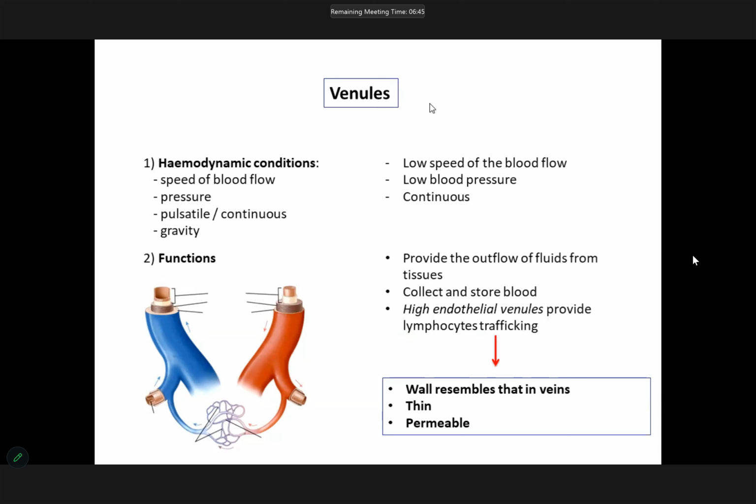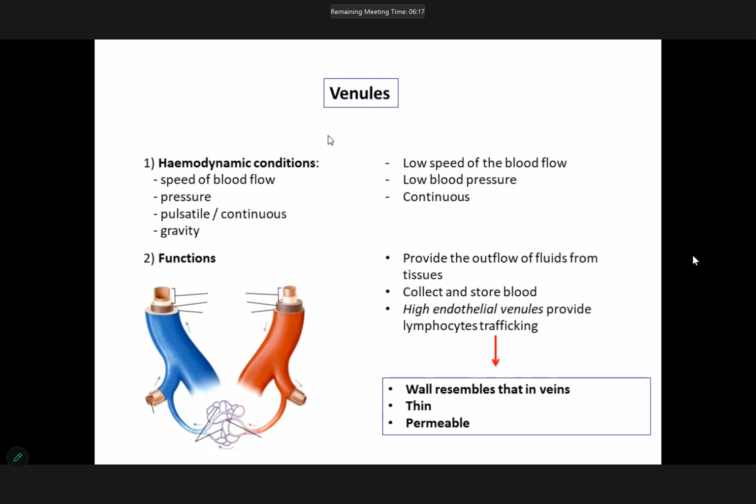Venules resemble small veins and also capillaries. We have three types of venules. The smallest ones are postcapillary venules. They resemble capillaries in their structure. Then we have collecting venules, and finally muscular venules, which drain then into veins.